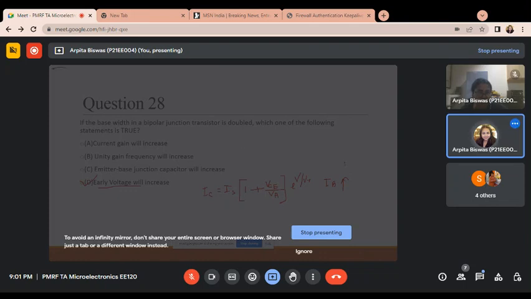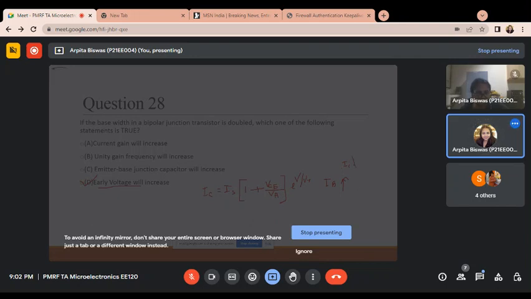Because IC decreases in that case, if the base region is bigger, the number of recombinations also increases. So the IC current will reduce now. If the base width increases, we can say that IC reduces, so the number of recombinations increases.